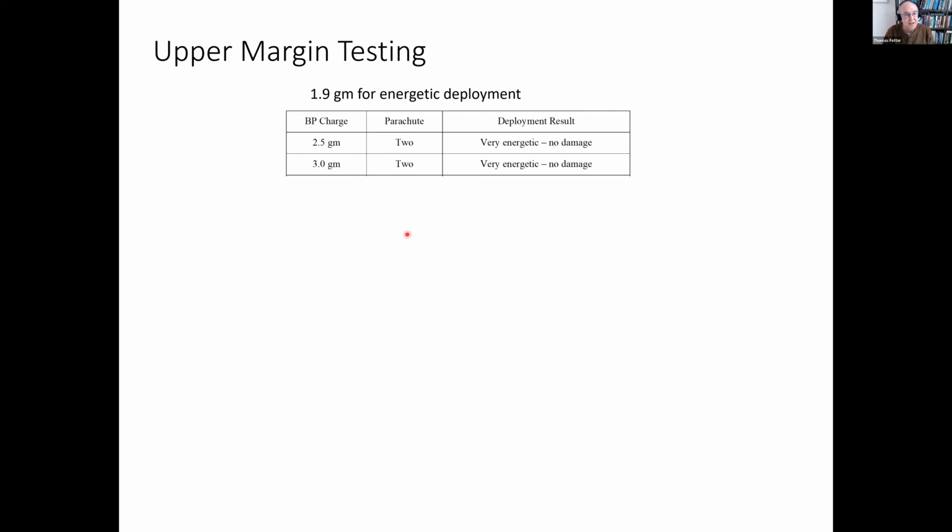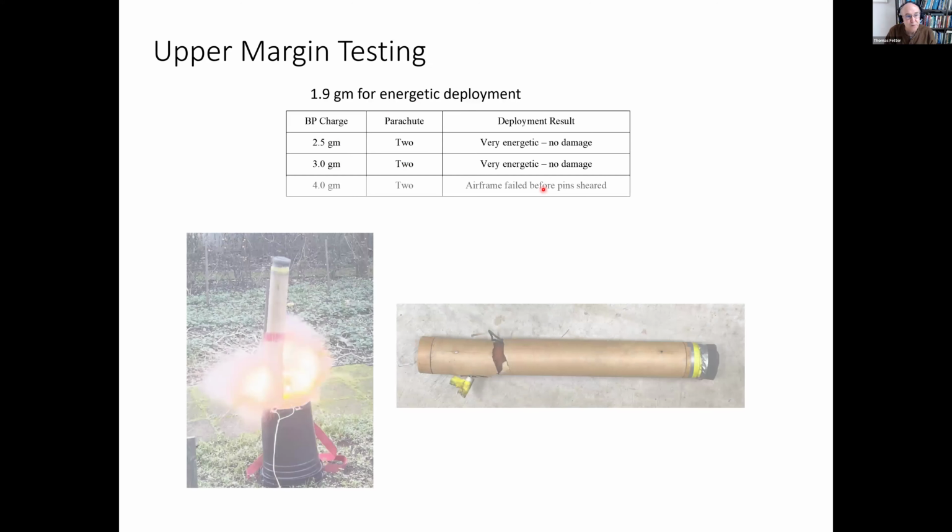And in doing that test, starting with the 1.9, then going to 2.5 and 3, there was no damage to the body tube. Got to 4 grams, and this happened. We had a complete failure of the body tube. And what's interesting about this failure is that the body tube failed, but the shear pins didn't shear, even though the shear pins take less force to shear than it takes to damage the body tube. Now, the most plausible explanation of this is that it takes about a millisecond for the shock wave to travel from the back end of the tube to the front of the tube. So what probably happened was the body tube failed before the shear pins were able to shear.